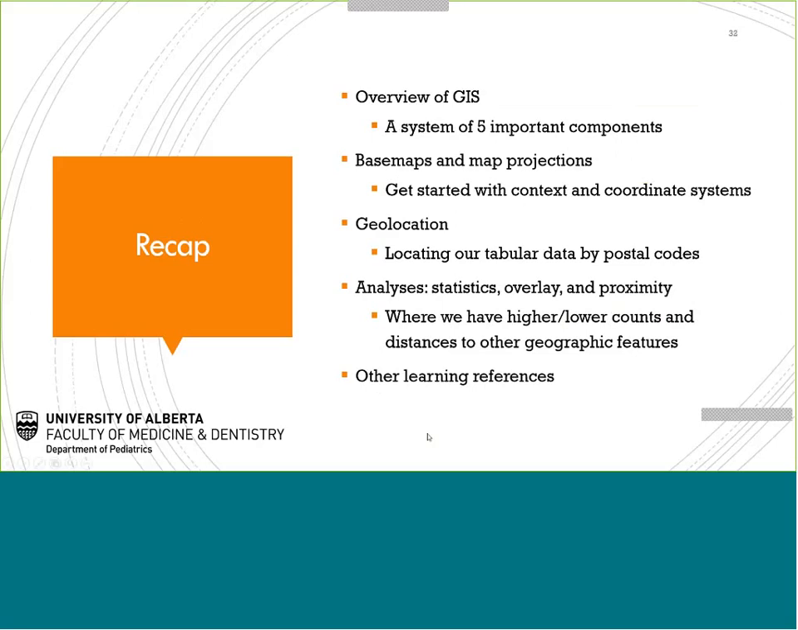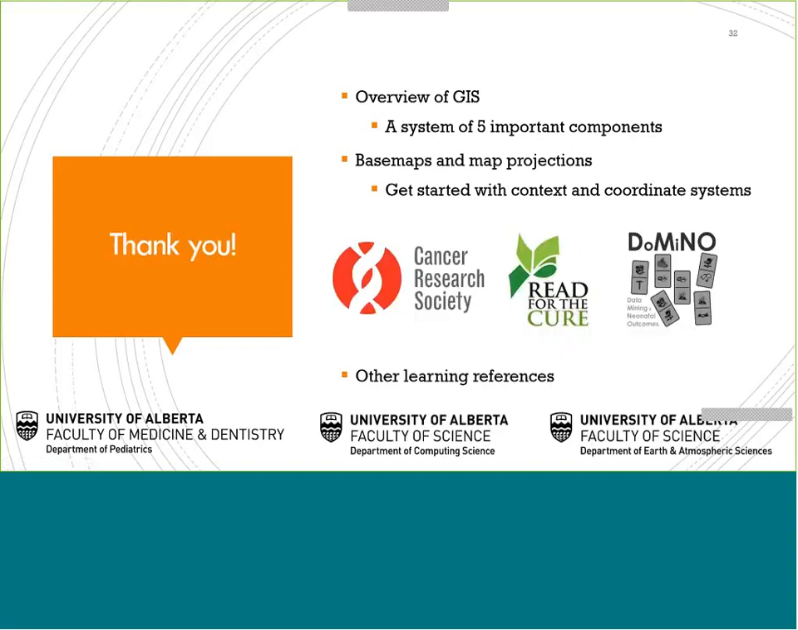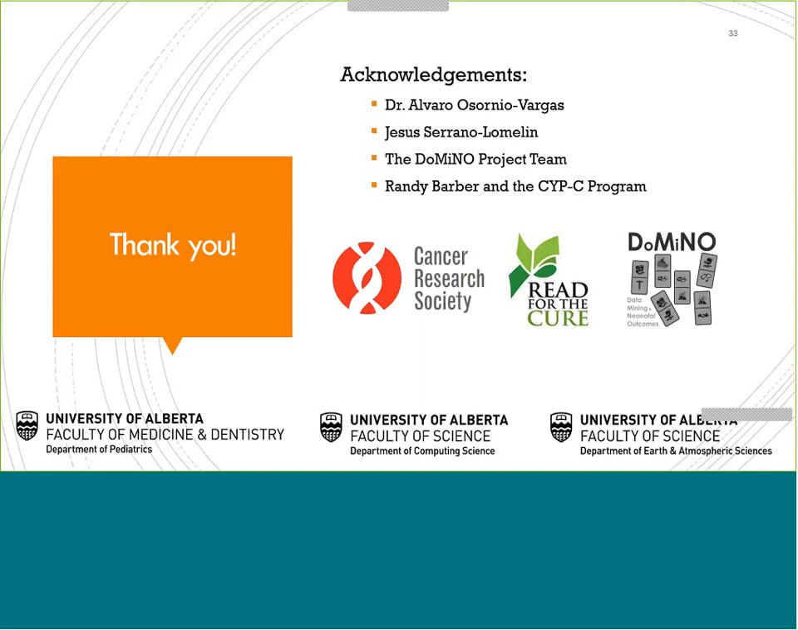So in review, we've learned that GIS is a system of 5 important components, that when you get started, you want to have context and the appropriate map projection or coordinate system. When you're geolocating your tabular data, you have a few steps to go through. When it comes to doing some analyses, we looked at some fundamental ones, looking at statistics and visualizing that, some overlay and proximity analyses, so where we have higher, lower counts, distances to other geographic features, and I've given you some hopefully useful learning resources.